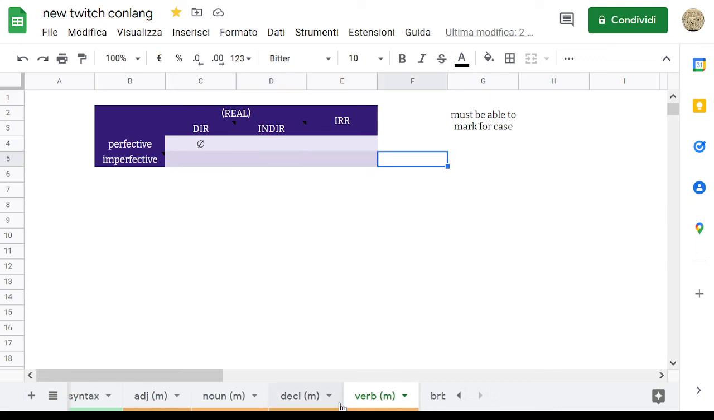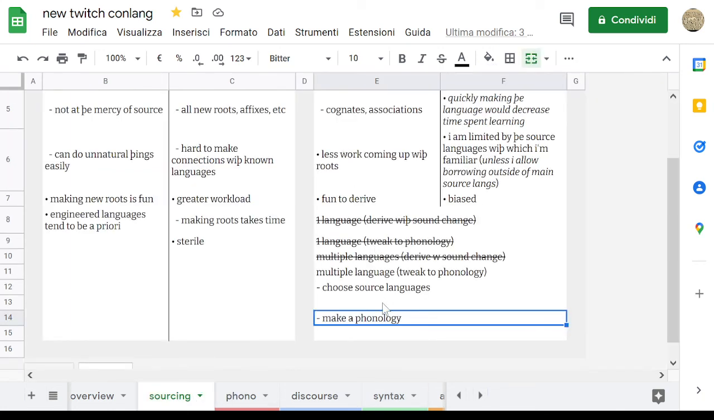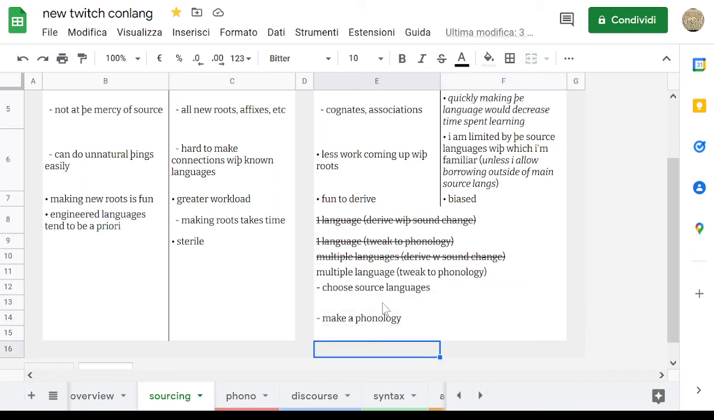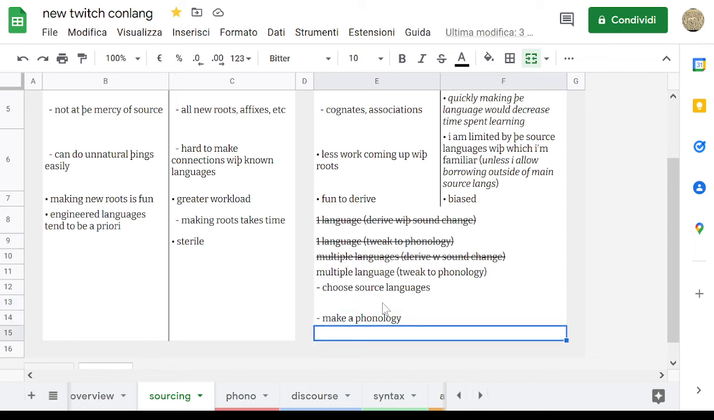I need to make sure I have enough consonants and vowels to differentiate all these different things like irrealis, perfective, imperfective, my direct and indirect evidentiality. I need to think about that with my phonology. But my phonology now also needs to be able to handle at least the most distinct parts of the words that are in the languages I'm getting words from. So that's the phonology bit.